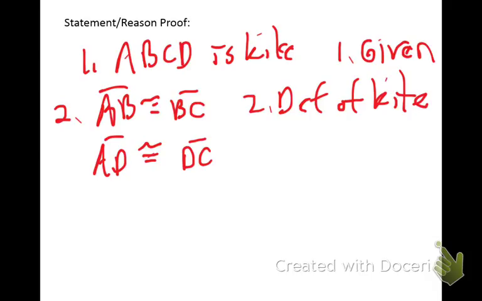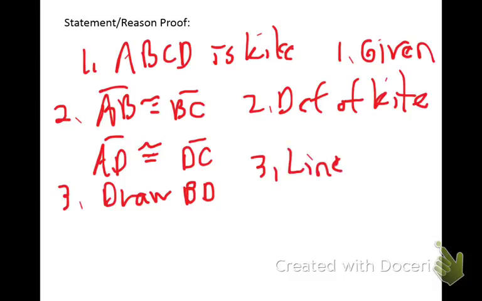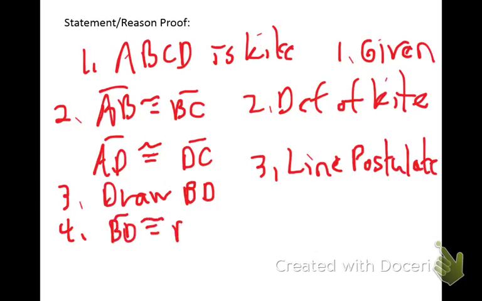I know those things. Okay, then we added this line BD. Anytime you draw in a line or something to add something to a picture, that's the postulate of whatever you drew. So that's the line postulate, because we have 2 points. When we connect 2 points, it makes a line. That's the line postulate. So we added that by line postulate. And then we want to say that it's congruent to itself. BD is congruent to BD. We already said that's reflexive.